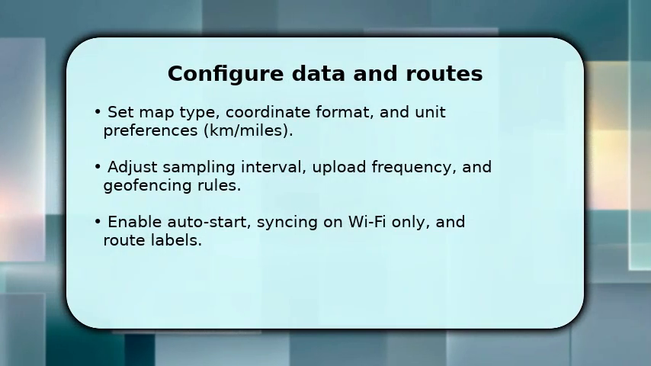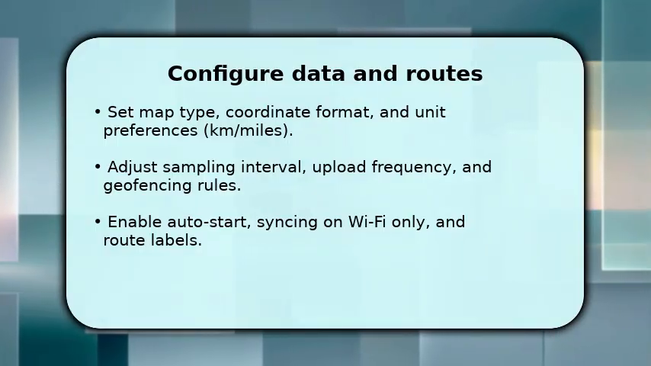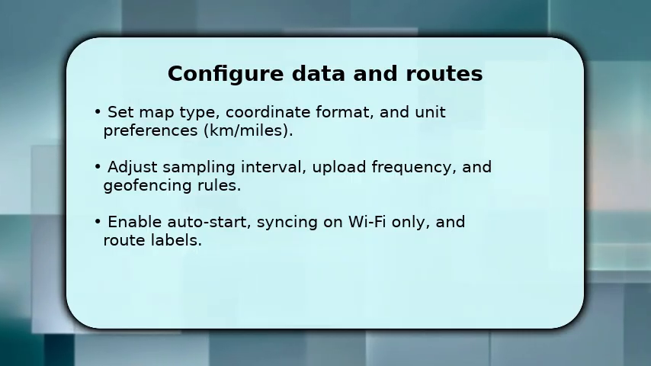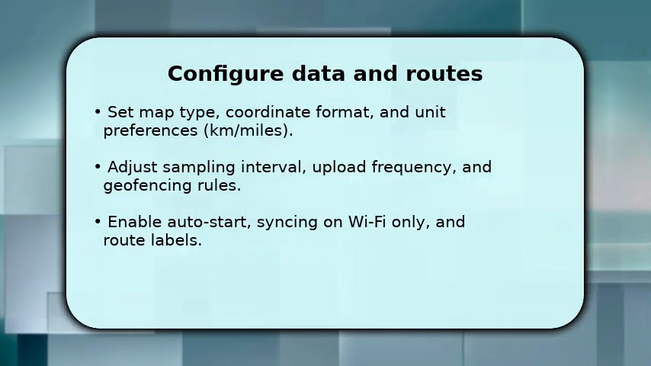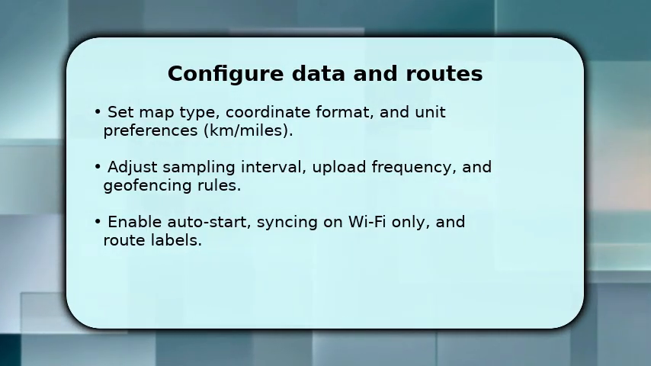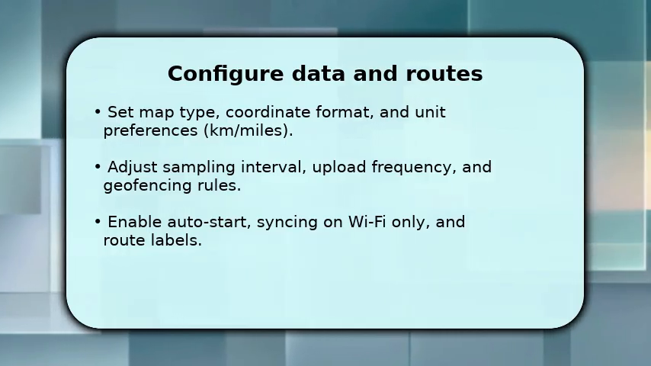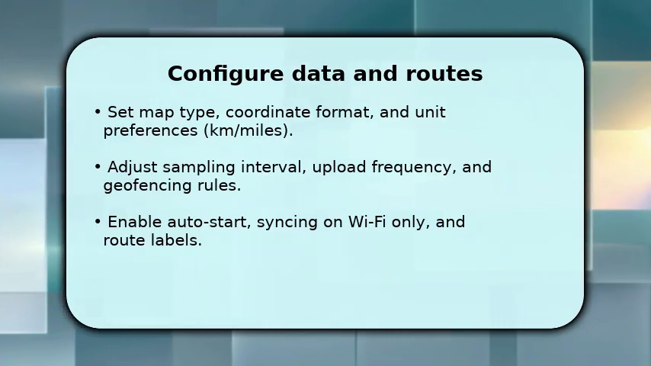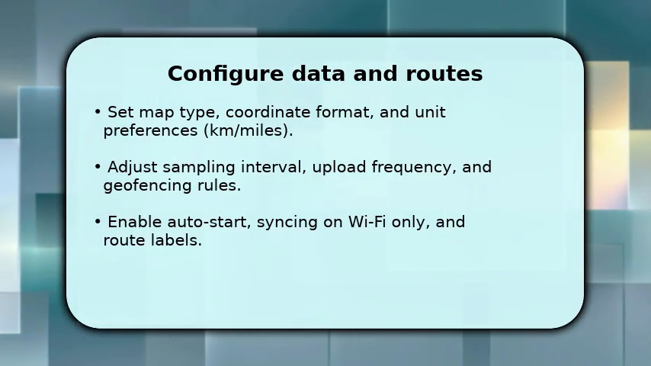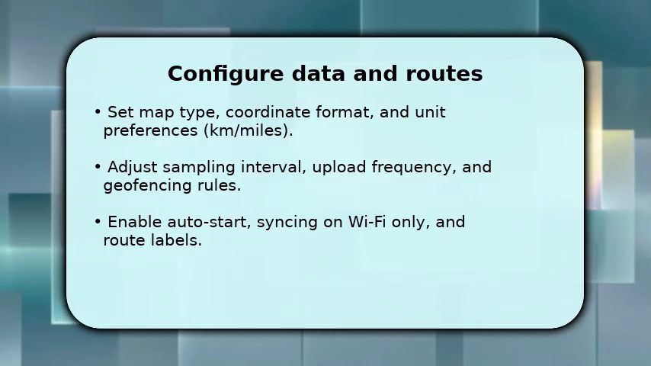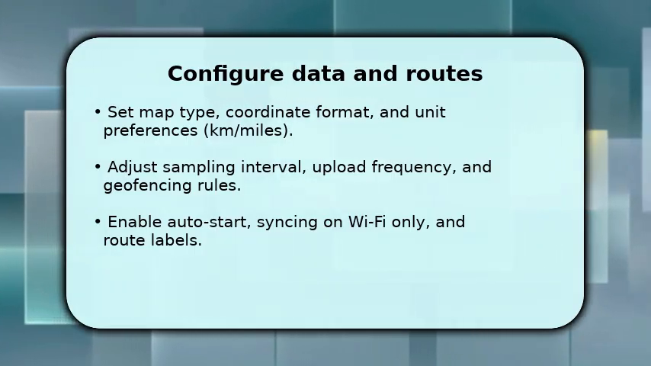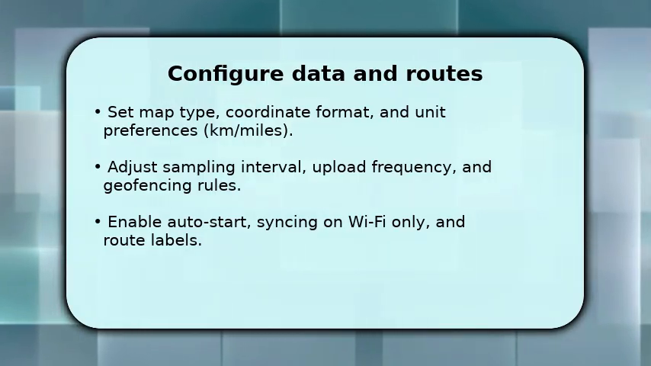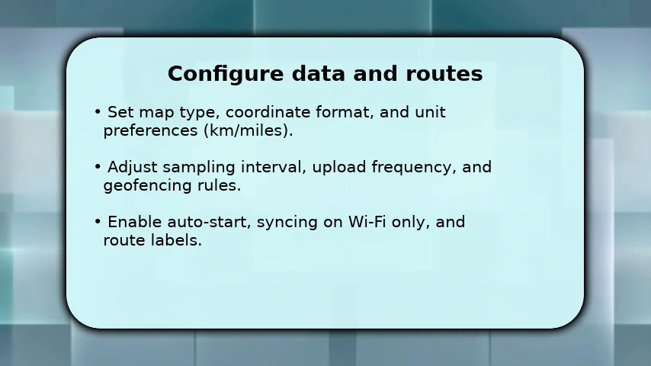You now configure how Only Way records and uploads. First, choose map type and coordinate format so readings match your workflow, and pick units like km or miles. Then set sampling interval and upload frequency. Shorter intervals increase accuracy but use more battery. Also create geofences and add route labels to group trips. Once configured, enable Auto Start and optional Wi-Fi only syncing so data uploads when network conditions are right, preventing gaps and preserving battery and cellular costs.